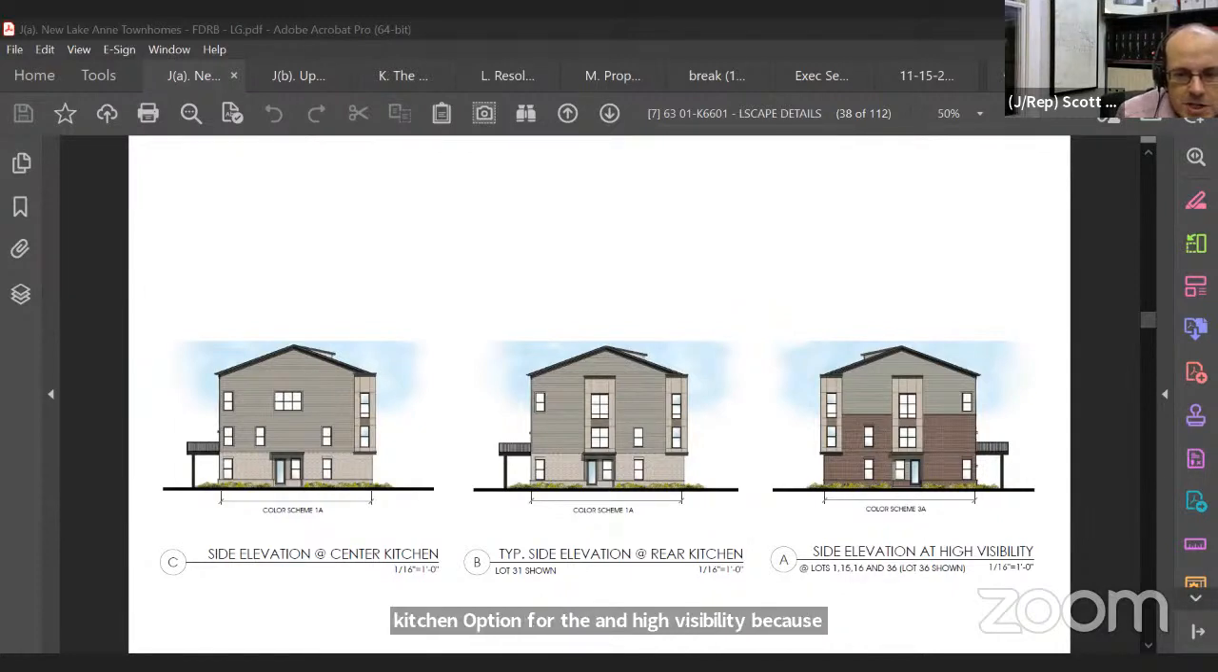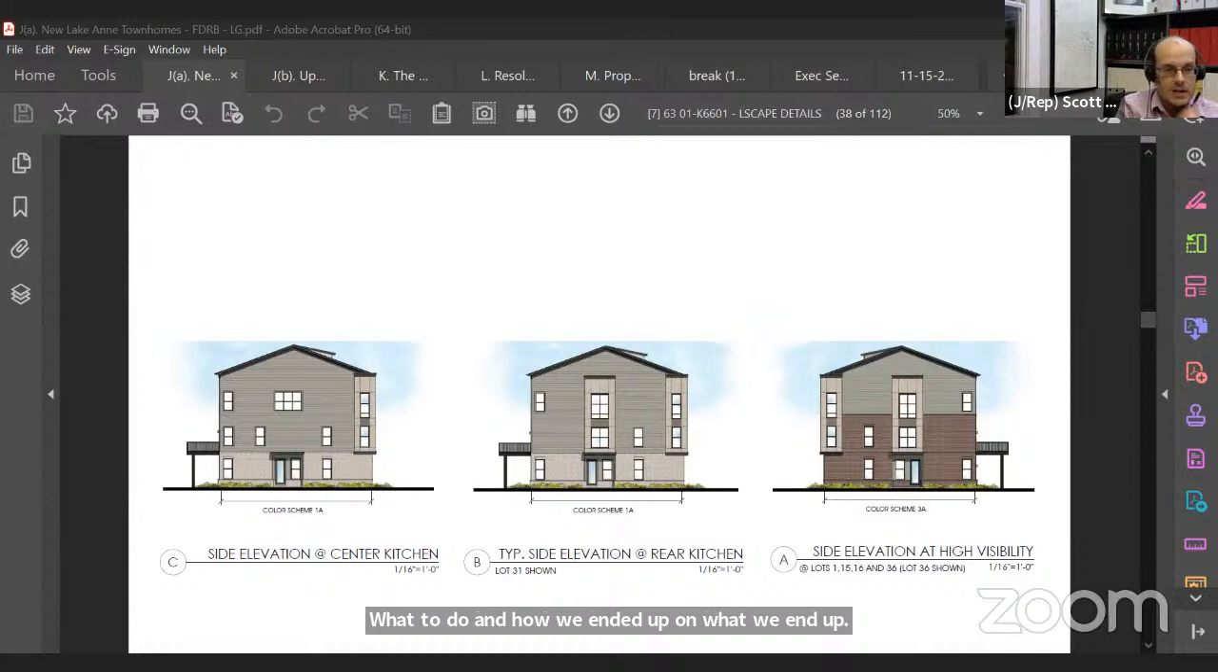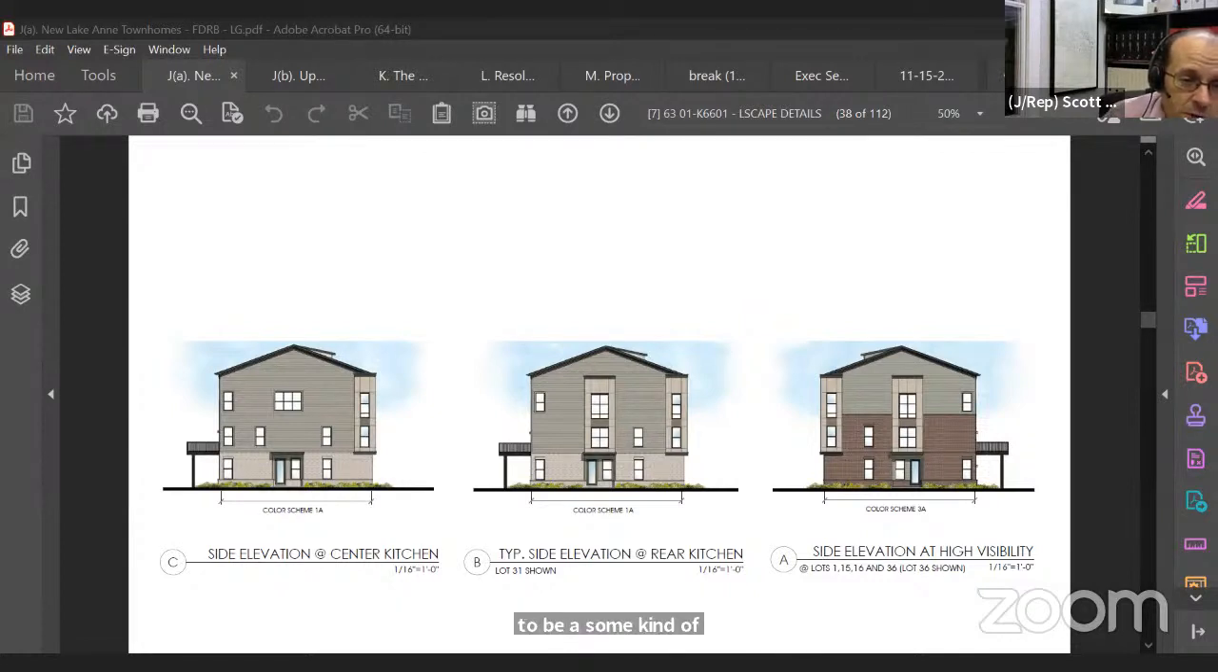So that was kind of the discussion around what to do and how we ended up where we ended up. I can look at what you're asking for because I definitely understand it. I think they would really still want those two options from a purchasing standpoint, because of the nature of the prospective purchasers and how they live. It would just have to be some kind of feature that deals with that blank spot there. I don't know that higher brick is really going to solve it. You're just going to end up having kind of a blank area there.